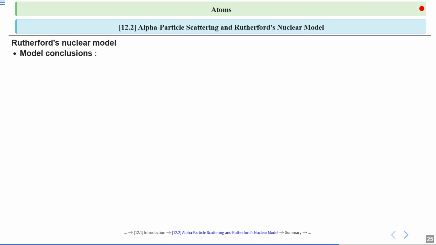So what were the model's conclusions? Let's look at the main conclusions of the Rutherford model. These are the key points that came out of this famous gold foil experiment. So first, Rutherford found that almost all of the atom's positive charge and most of its mass are concentrated in a tiny central region called the nucleus. The nucleus is extremely small as compared to the whole atom, but it contains nearly all the mass.